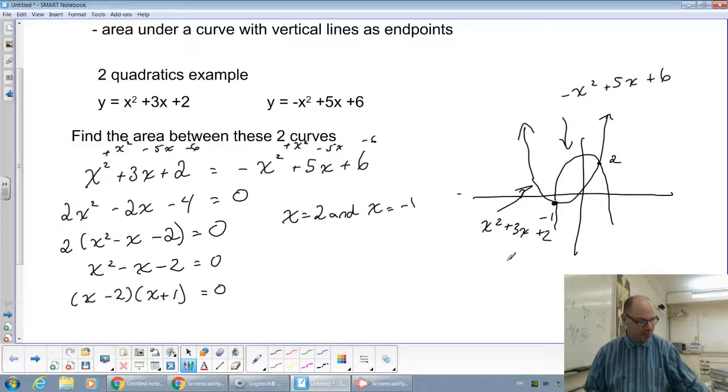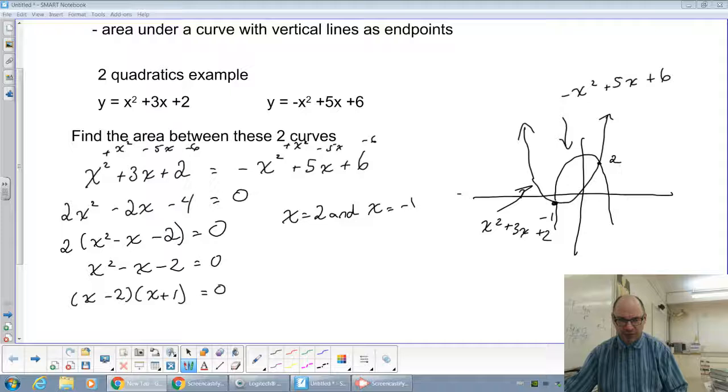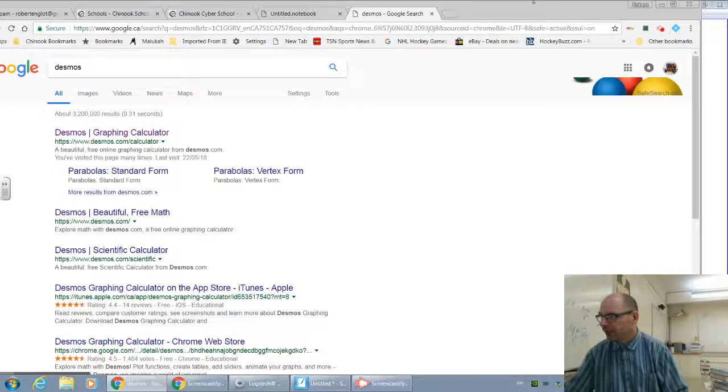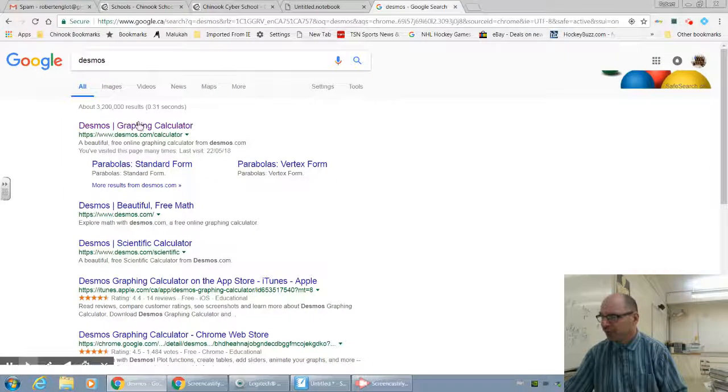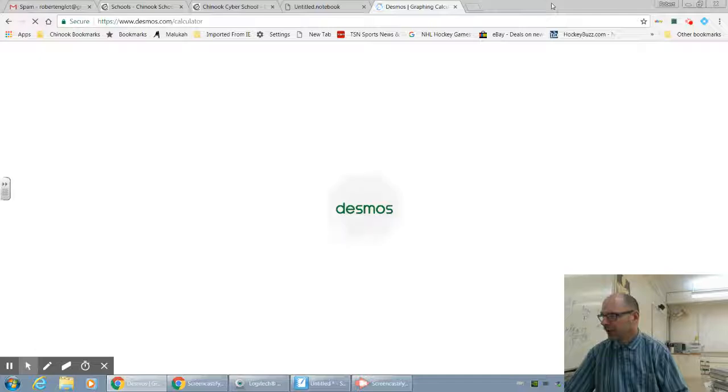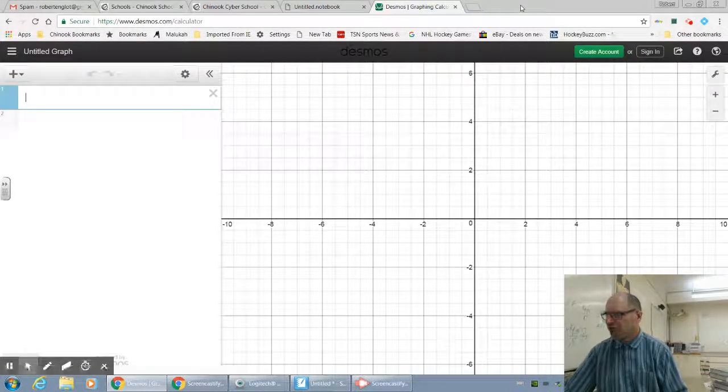Little trick here, if you're not entirely sure, you can just whip out Desmos. You could type in Google Desmos, bring it over here, the graphing calculator, and you could just plug those 2 in. So click this. Wait till it loads up, and you could just double check to make sure.